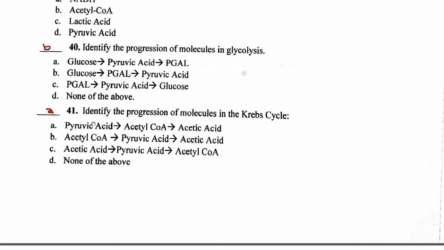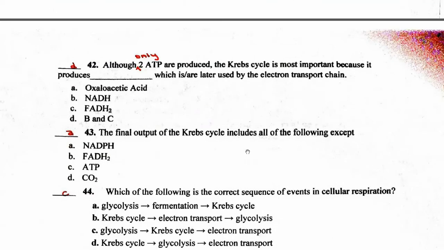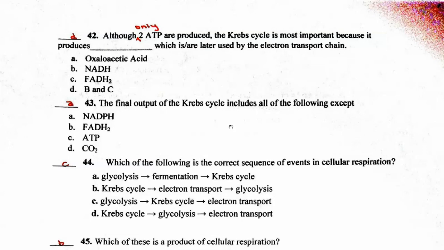In the Krebs cycle, you're going from pyruvic acid, which is given to you by glycolysis, then acetyl-CoA, and then acetic acid. So go back over that video, guys, if you need help. Although only 2 ATPs are produced, the Krebs cycle is most important because it produces blank.